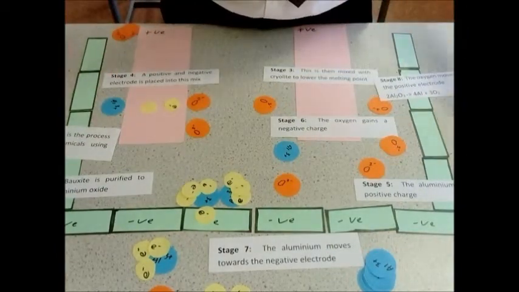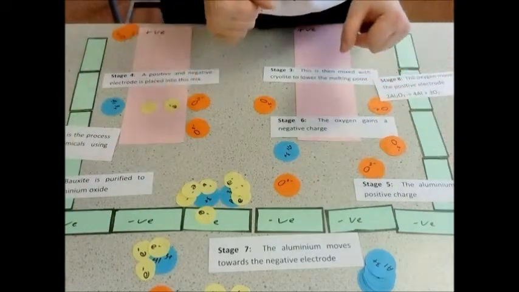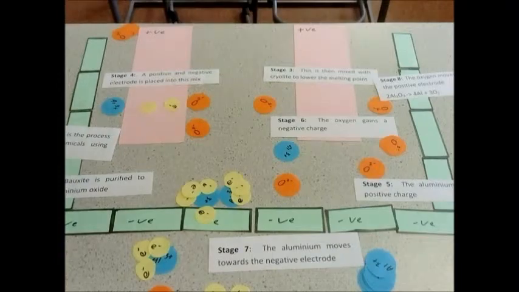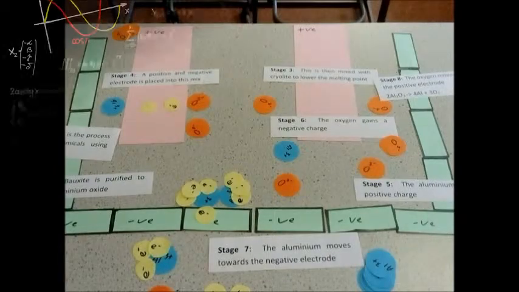You may want to go and write around it using a pen, but that is basically how we are going to use this model to go and explain how the electrolysis of aluminium takes place.